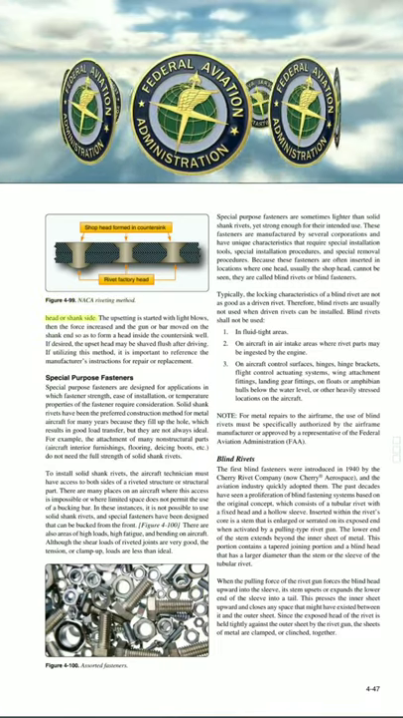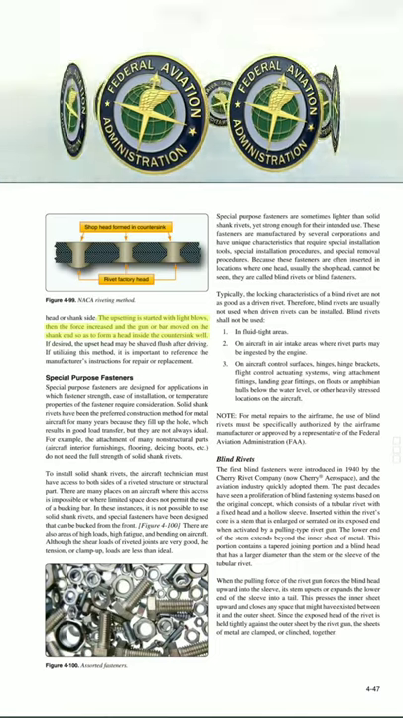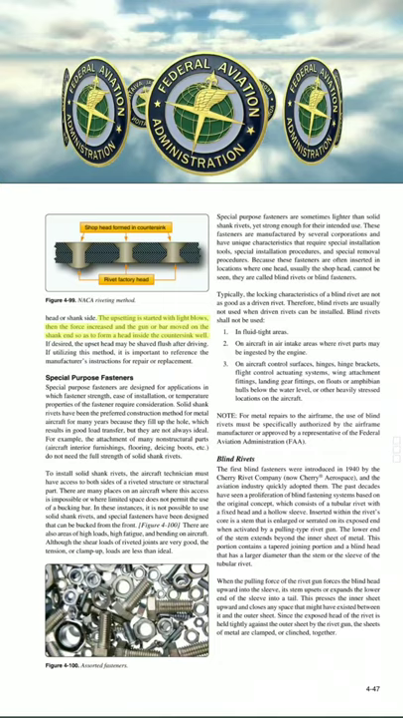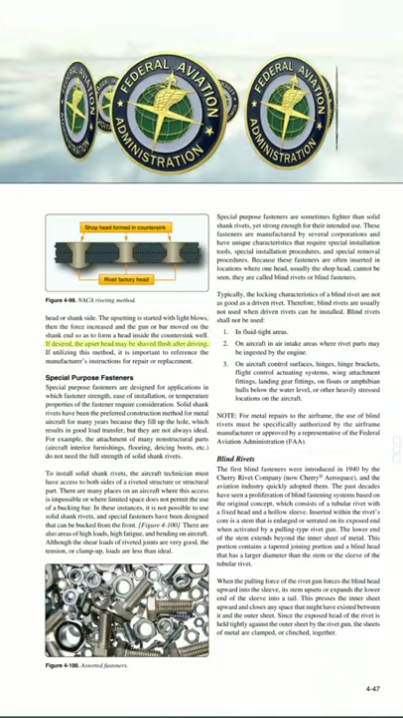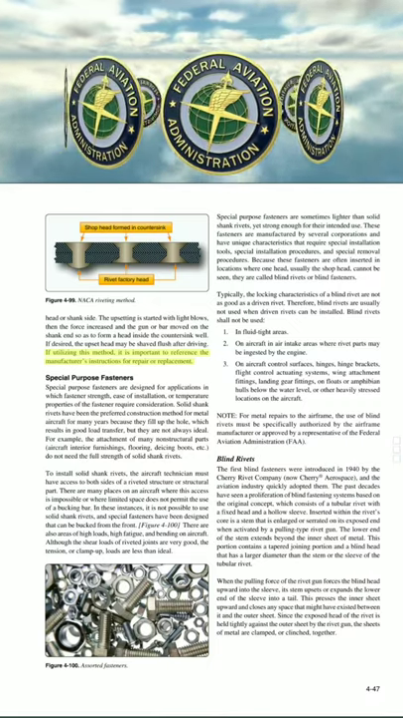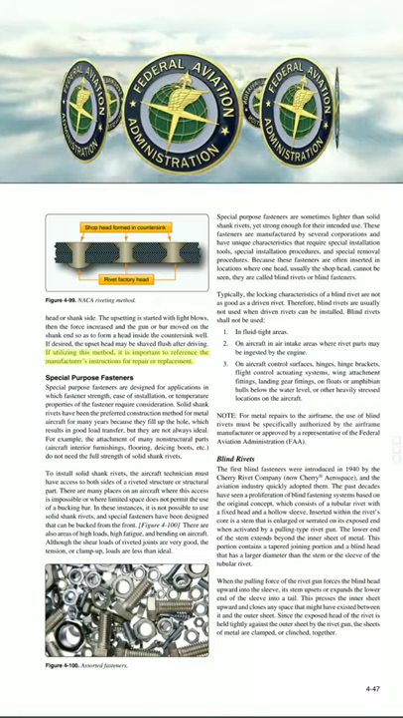Head or shank side. The upsetting is started with light blows, then the force increased, and the bucking bar moved on the shank end so as to form a head inside the countersink well. If desired, the upset head may be shaved flush after driving. If utilizing this method, it is important to reference the manufacturer's instructions for repair or replacement.